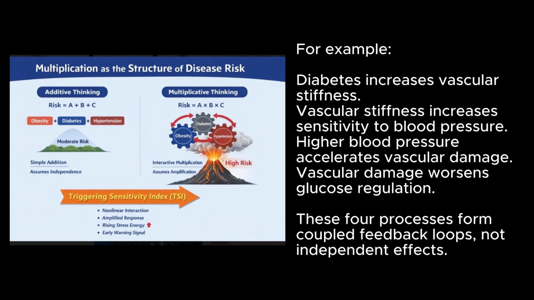For example, diabetes increases vascular stiffness. Vascular stiffness increases sensitivity to blood pressure. Higher blood pressure accelerates vascular damage. Vascular damage worsens glucose regulation. These four processes form coupled feedback loops, not independent effects.